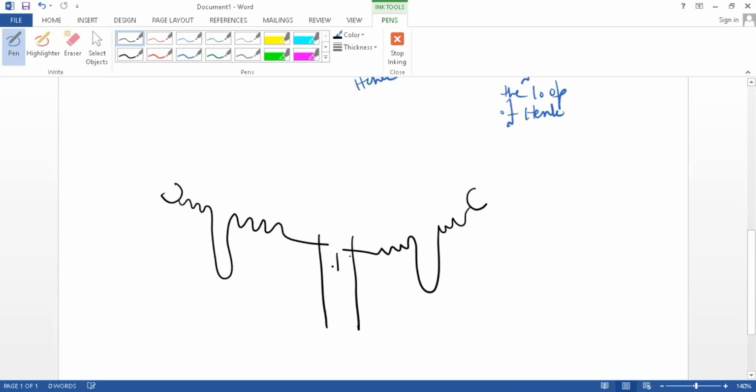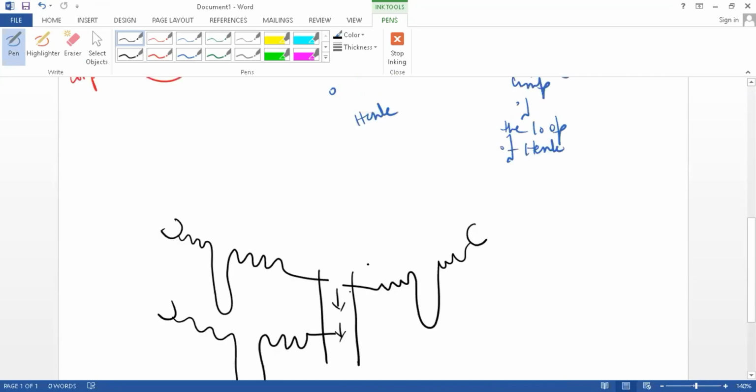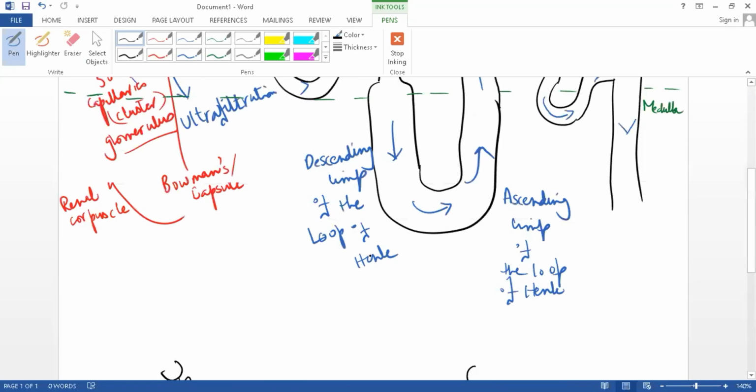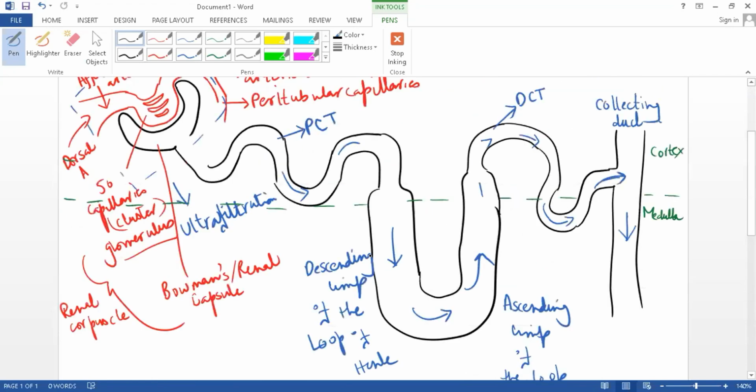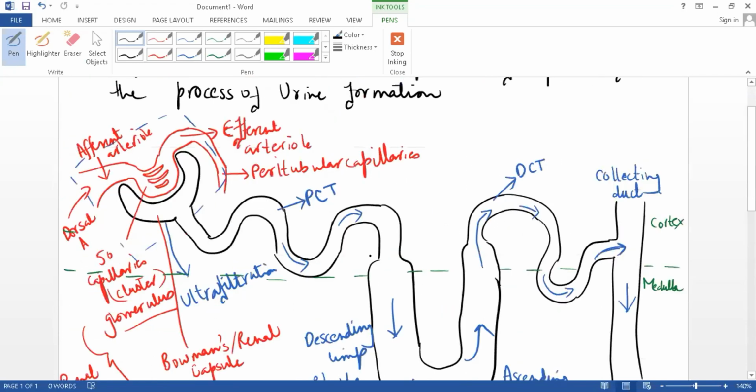I've not drawn the nephron in so much detail, but I just want to represent that these are the nephrons, and this is how nephrons from all directions are draining urine into the collecting duct, because this keeps on collecting, and the urine goes to the renal pelvis, and then from the pelvis to the ureter. This is how the nephron is.